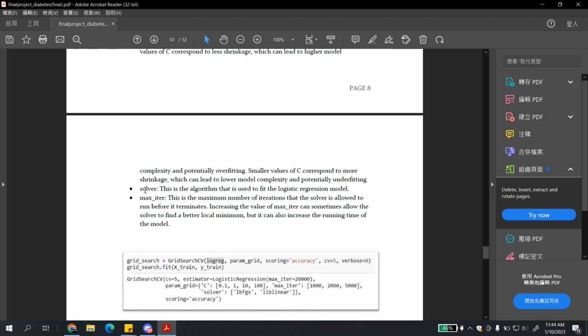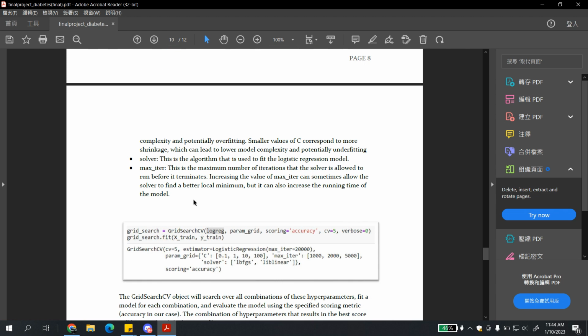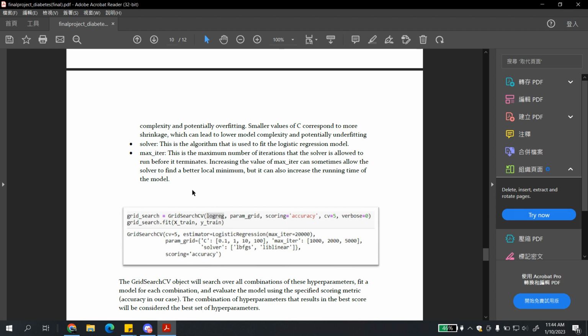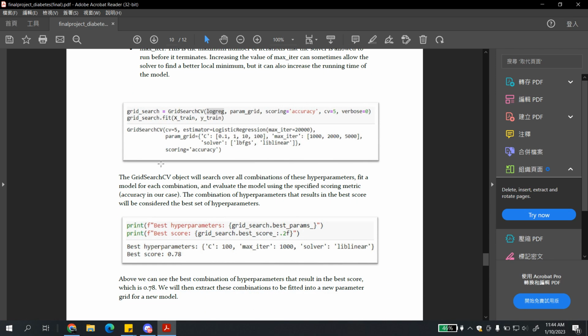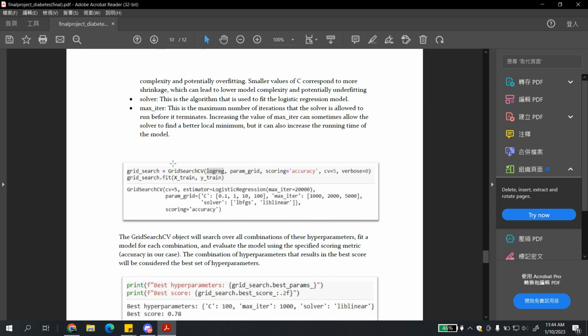And yeah, solver, that's the solver algorithm. Max iter, increasing the value of max iter can find a better local minimum for the algorithm, but also increases the running time. But that shouldn't matter much because the dataset itself is small. So yeah.